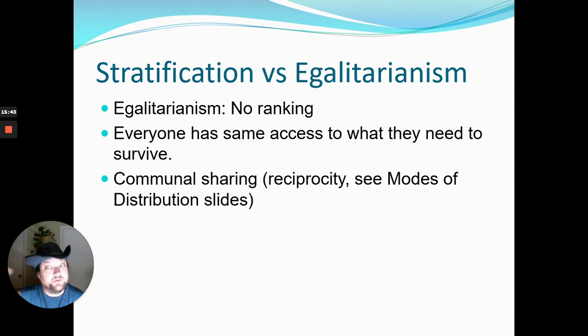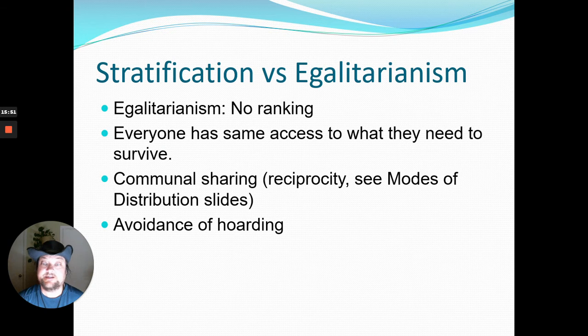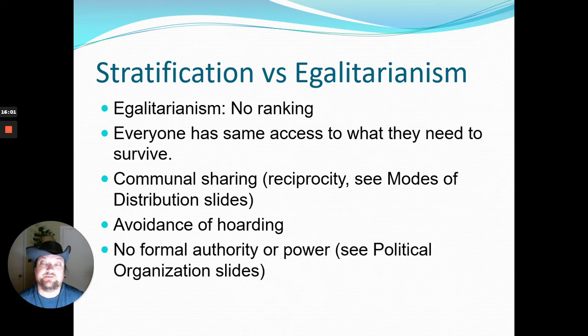There's sharing. So when we talked about modes of exchange and modes of distribution, we talked about reciprocity, right? That works well in these contexts. People avoid hoarding because that's not seen as a very good thing, because you're keeping other people from accessing what they need to survive. And there's no formal authority or power. So if you look at, again, last week's material, we talked about this, right? So there's some stark differences there. And so, okay, again, we don't see a lot of societies like this in the world today, but they have existed, so it's not impossible.